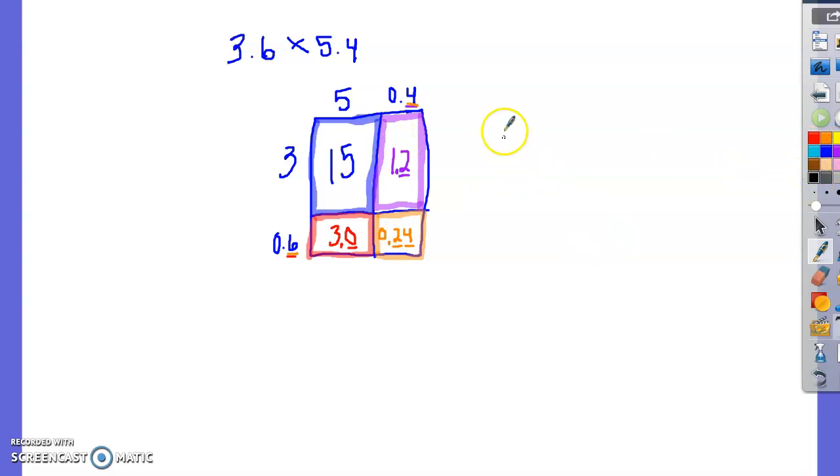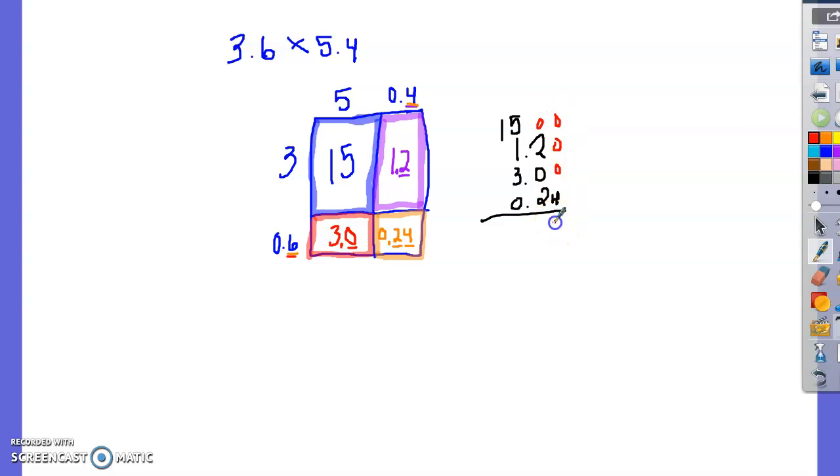To finish, we add up all these numbers, so we have our 15, our 1.2, making sure we keep our decimal places lined up, our 3.0, and our 0.24. We can fill in zeros here to help these stay organized.